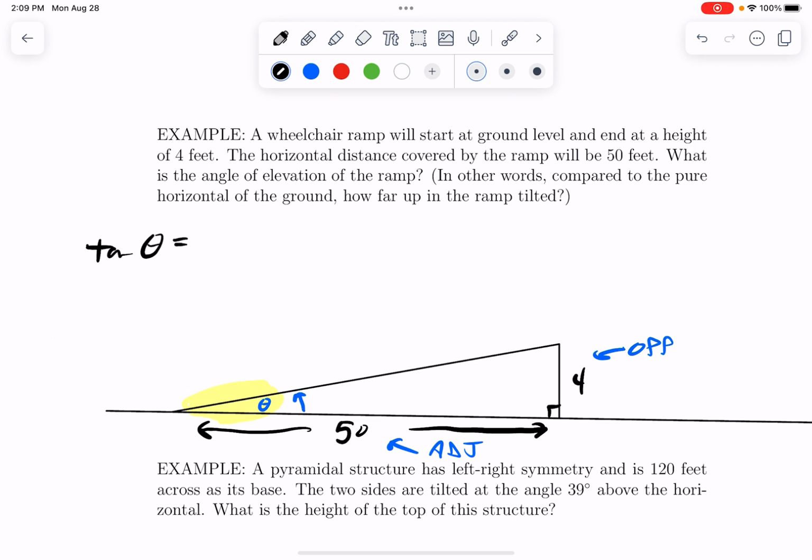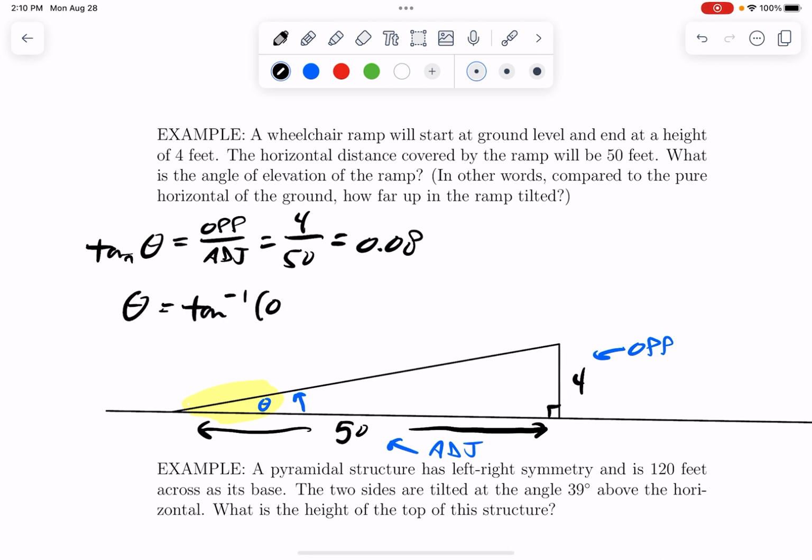Tangent of theta is opposite over adjacent, which in this case would be 40 over 50. I'm assuming you have your calculator. That's 0.08. And we want to know what theta is. Well, if I know what tangent is and I want to know the angle, that's where inverse trig comes into play. So theta is inverse tangent of 0.08.